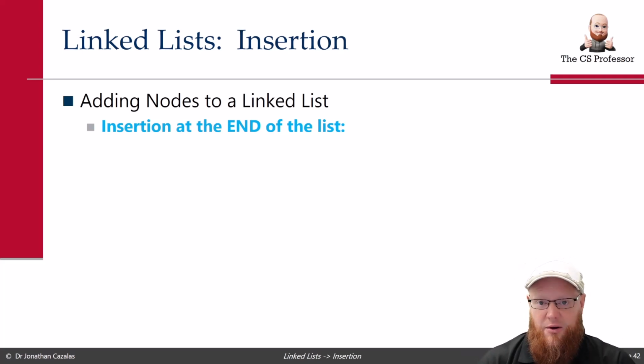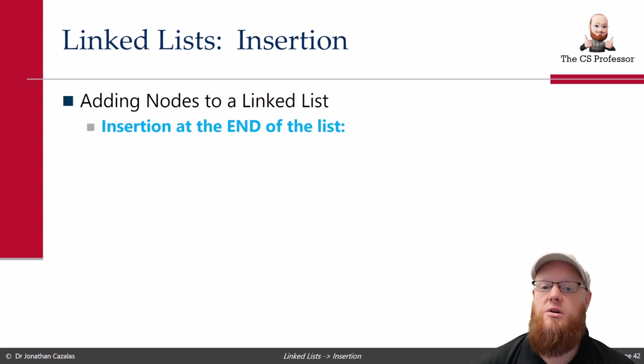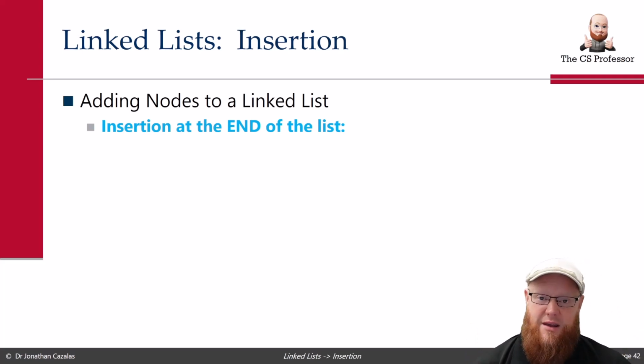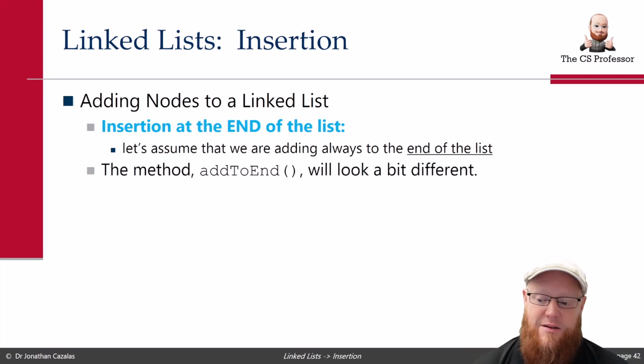So now we are going to move on to the second baby step, inserting at the end of a list. Step one was insert at the beginning. Step two, insert at the end. The final step is, as we said, the goal for this video: to insert at the correct position. Inserting at the end of the list, we're going to always assume the new node is going to have the largest data value. It has to go at the end of the list. So the method add to end is going to look a little bit different.